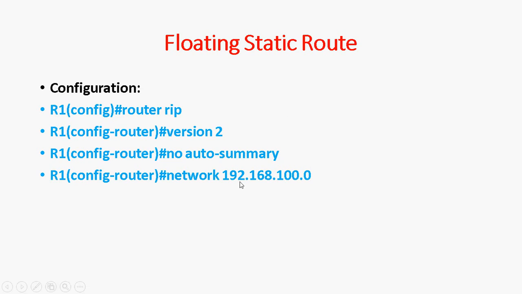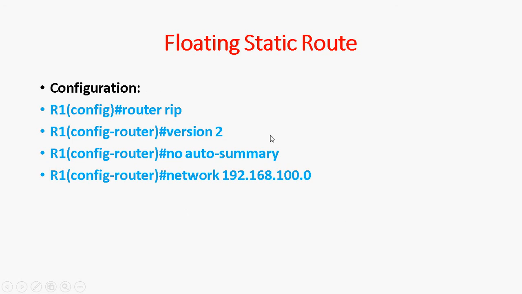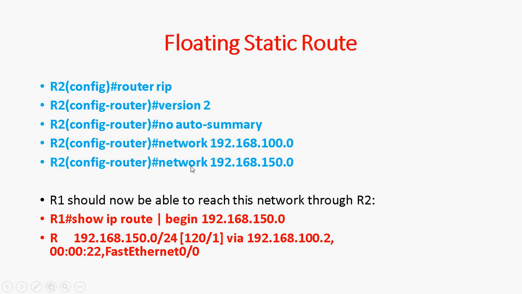Next, R1's directly connected networks are 192.168.100.0/24 and 192.168.200.0/24. Here I am using only R1 to R2, so I never use the other one. I am giving the network 192.168.100.0/24 on R1.